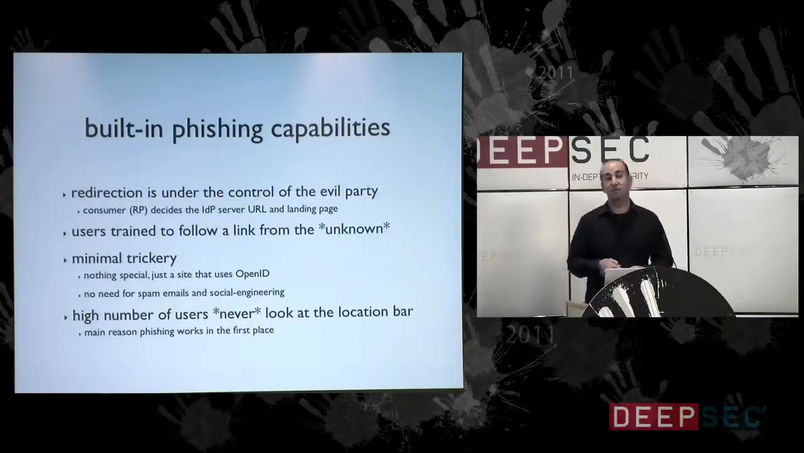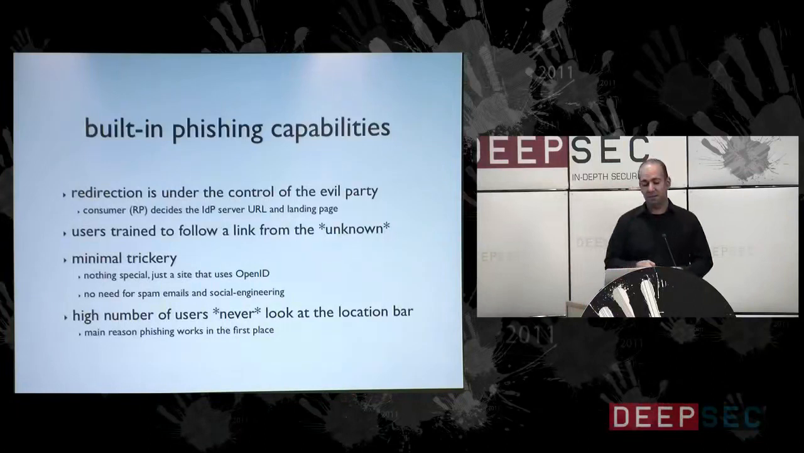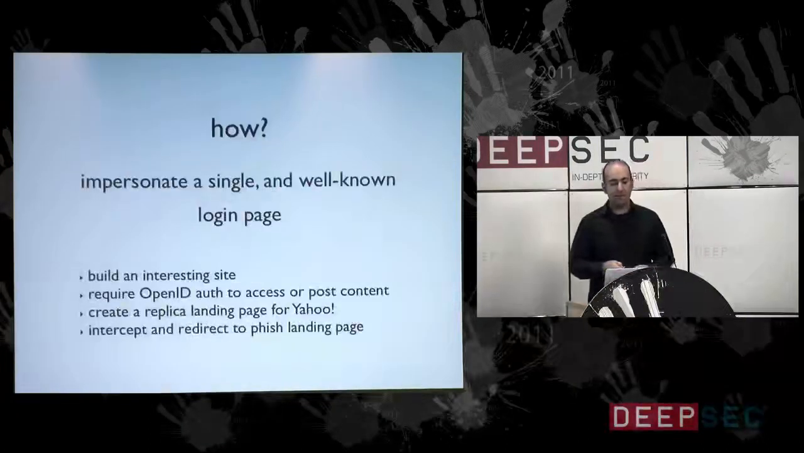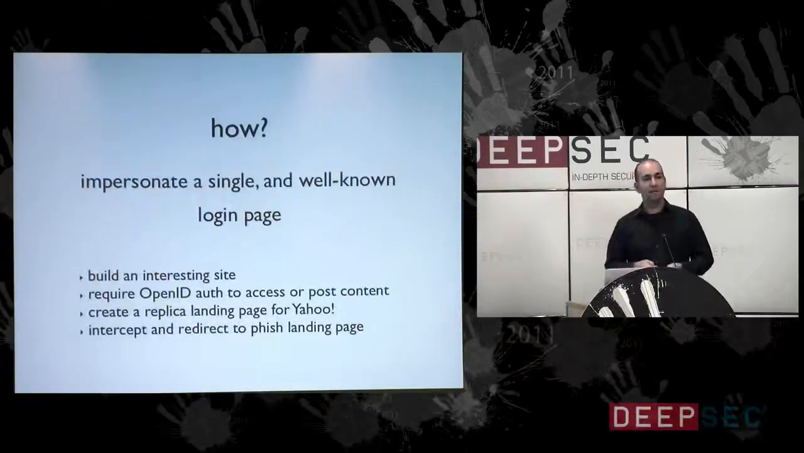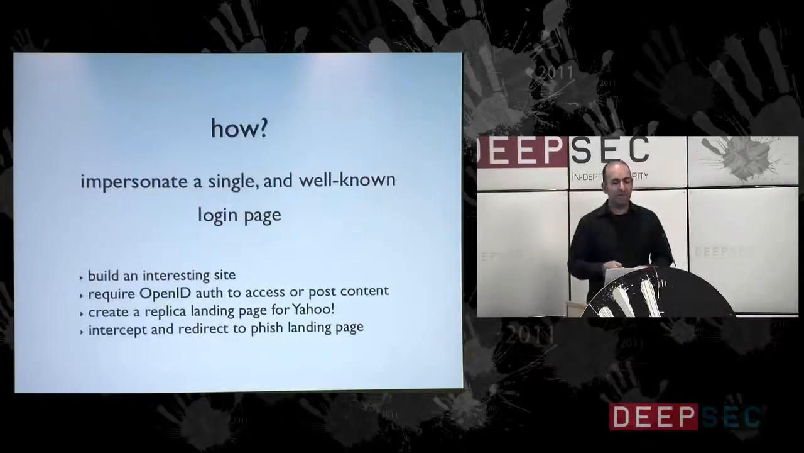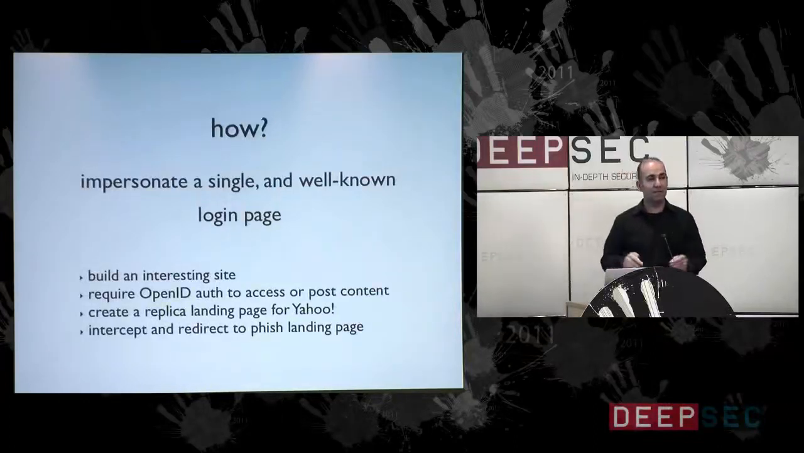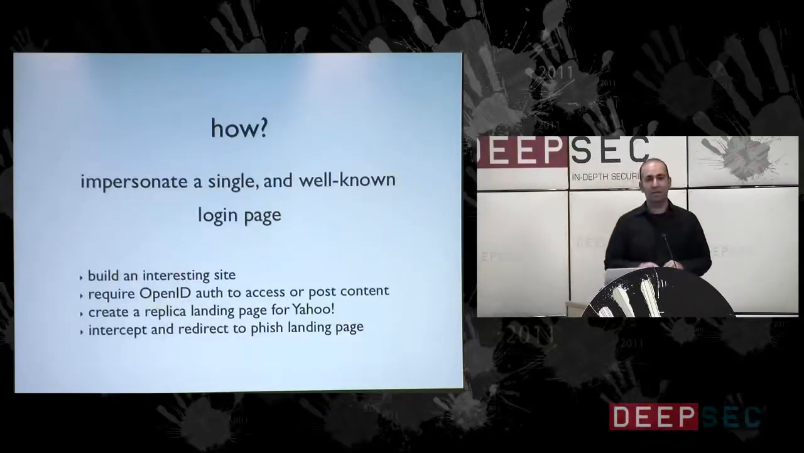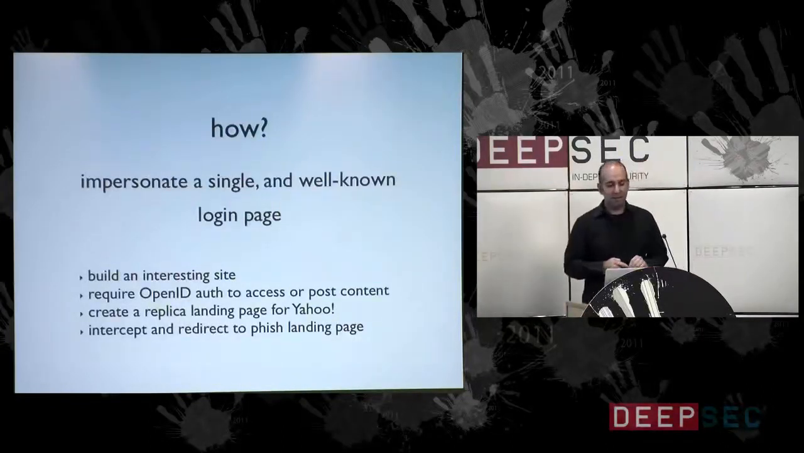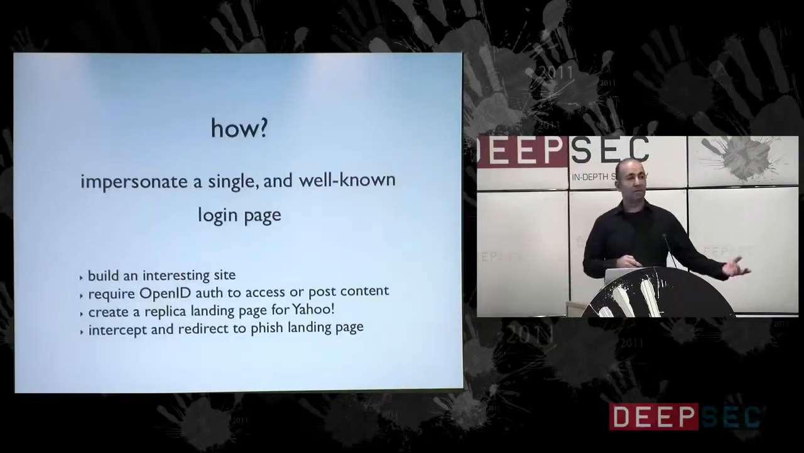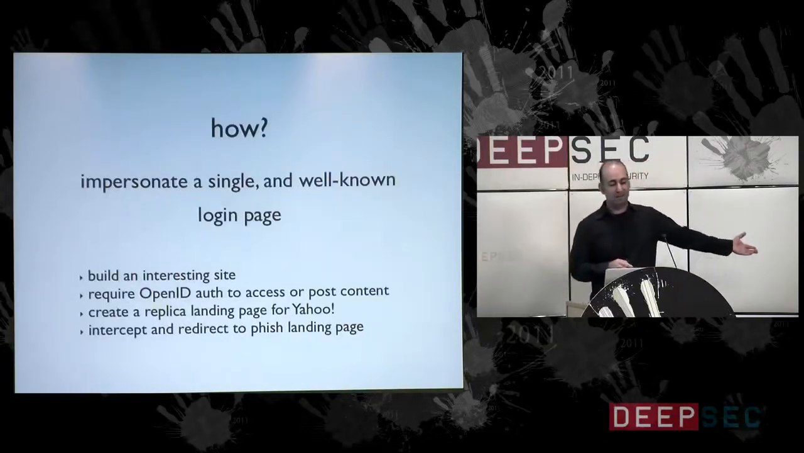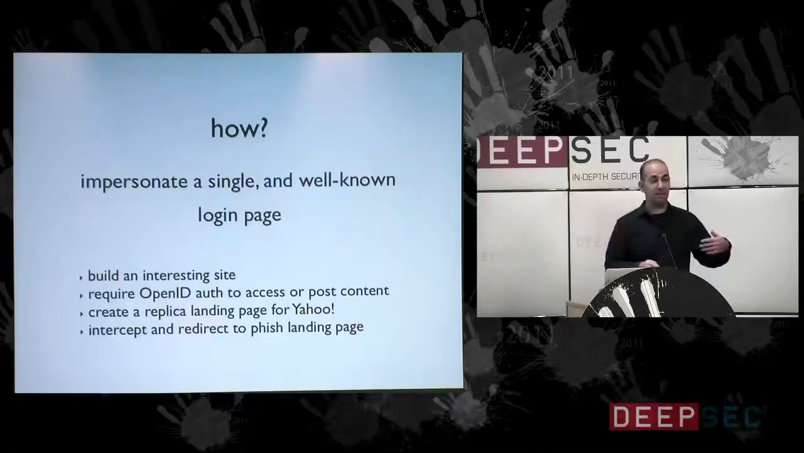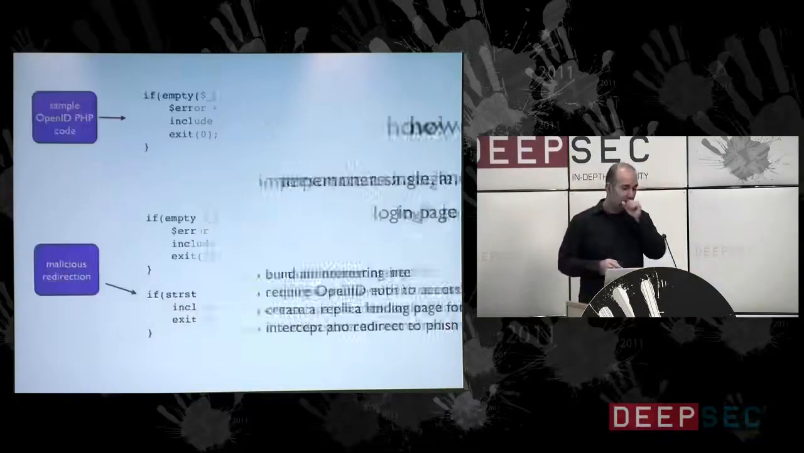You no longer need to do that as a phisher with OpenID. So for example, if you want to phish someone's Yahoo account, you build an interesting website which shows some funny pictures of cats and dogs and put a bunch of OpenID logos on it, one of them being the Yahoo OpenID logo, and create a replica of the OpenID account, and basically sit back and relax and intercept all the requests that come in.